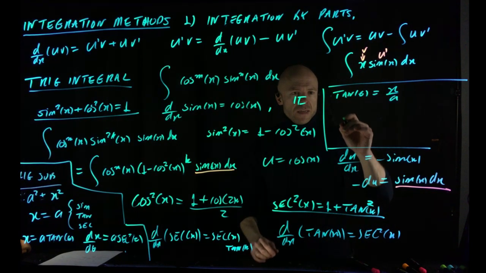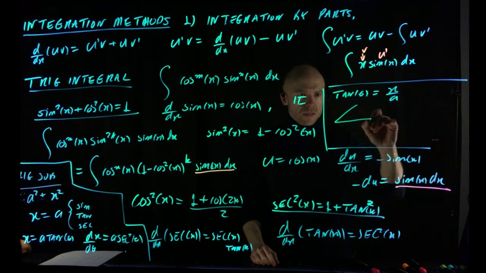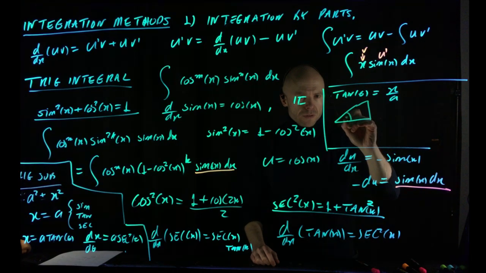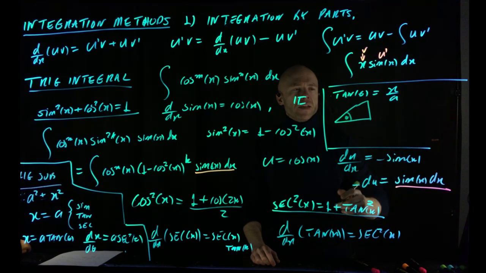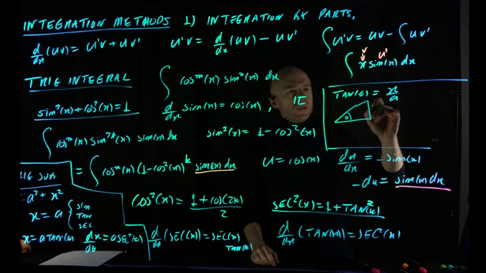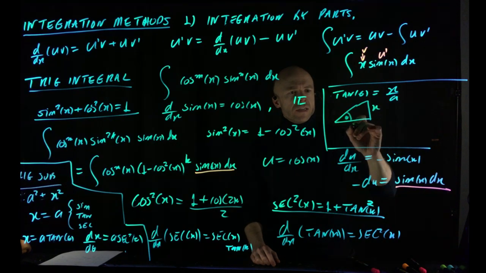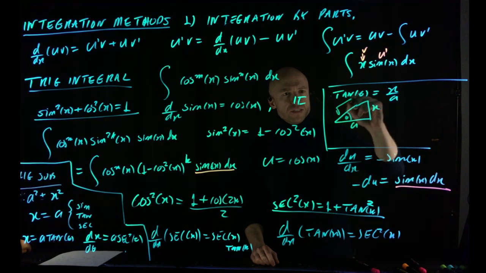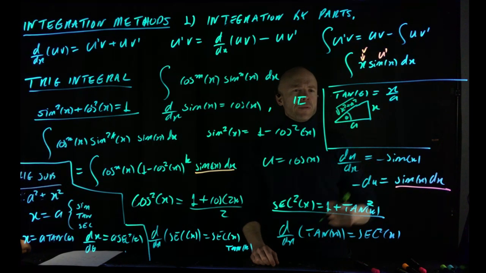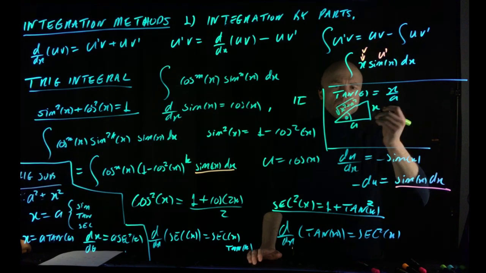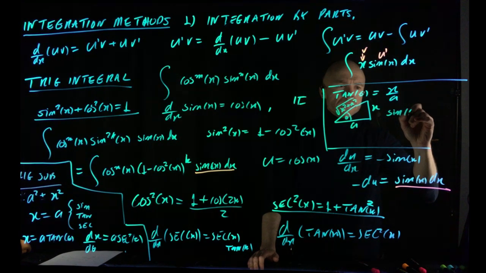So think about what tan is. The unknown angle is theta, and tan is the opposite side divided by the adjacent. So if we let x here be the opposite side and a be the adjacent, then the hypotenuse will be the square root of x squared plus a squared. And then we can read off what all these other trig functions will be.